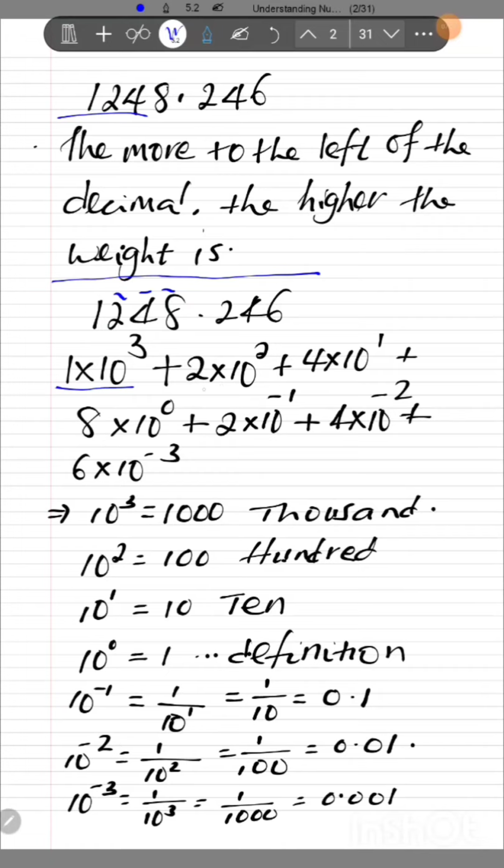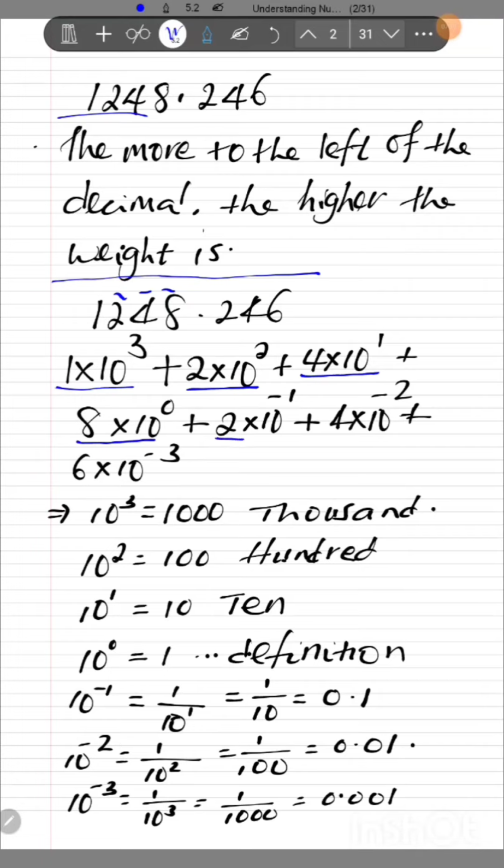Number 2, we'll have 2 times 10 to the power of 2. Number 4, we'll have 4 times 10 to the power of 1. 10 to the power of 1 is just 10, which is tens. Number 8, we'll have 8 times 10 to the power of 0. Any number to the power of 0 is just 1, except for the fact that 0 to the power of 0 is not defined. So 10 to the power of 0 is just 1. In my next expression, I'm going to write this one, just number 1.